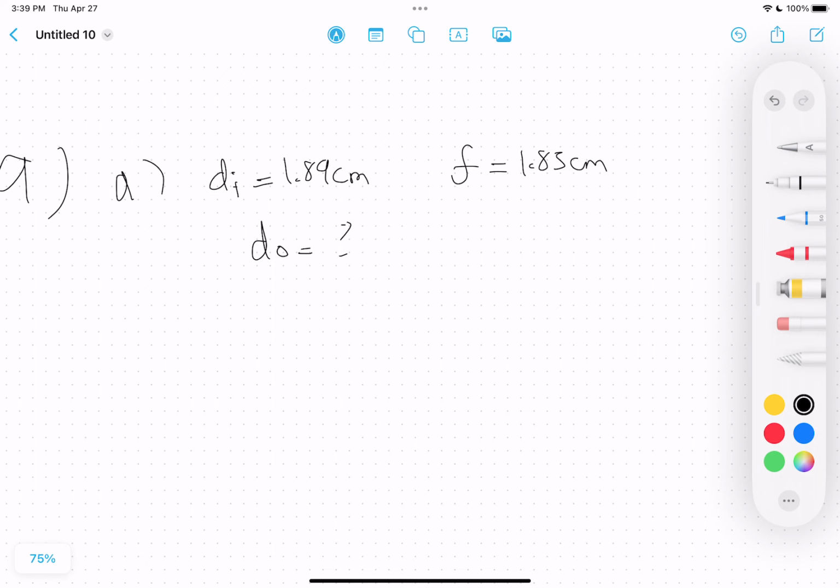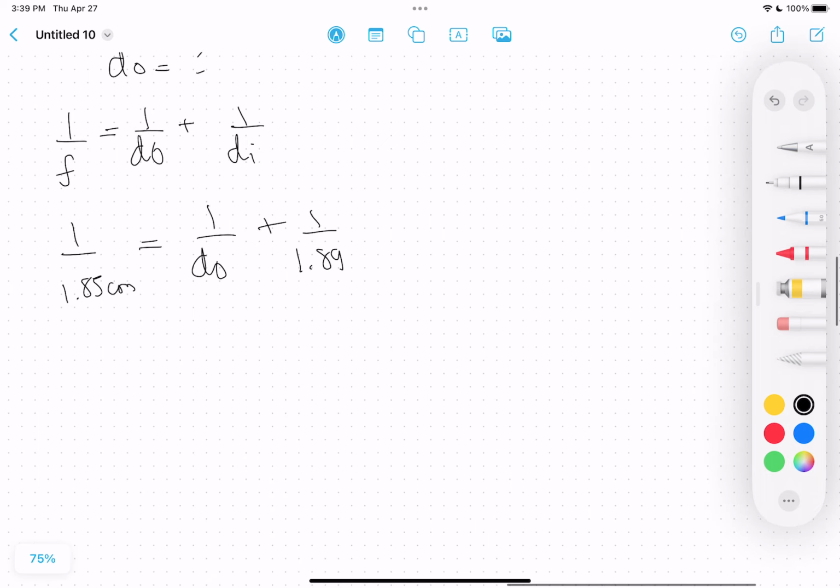So with that being said, we can just use the thin lens equation. 1 over f is equal to 1 over do plus 1 over di. 1 over f is 1 over 1.85 centimeters. 1 over do is what we're trying to figure out. 1 over di is 1 over 1.89. And then we can figure out do.